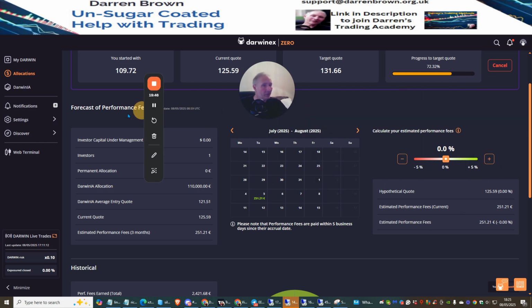One of the tools that you do have inside your Darwin, as I said to you before, is that you can look into the future, just like we trade in the future. You click on the plus button, and this will show me just what if I make another 0.5% on my performance fee. My estimated performance fee now will be £333.71 instead of £251.21. Now if I do 1%, it's now gone to £416.21, right?